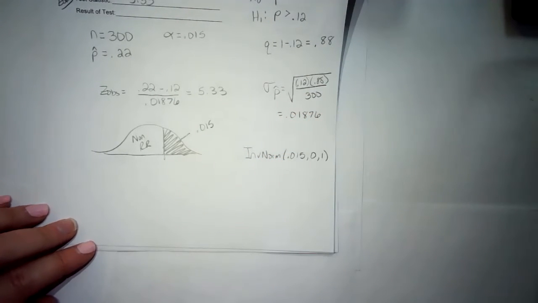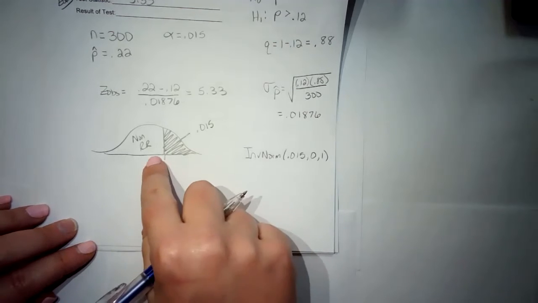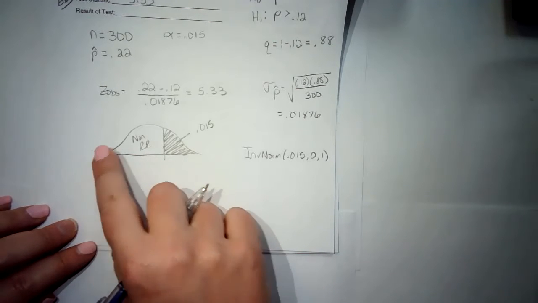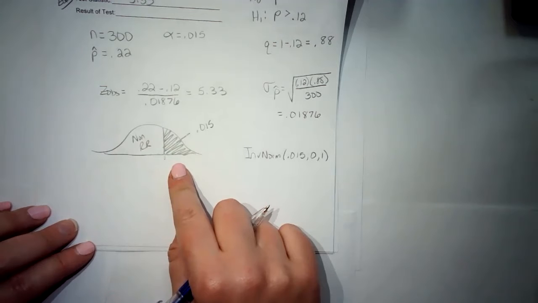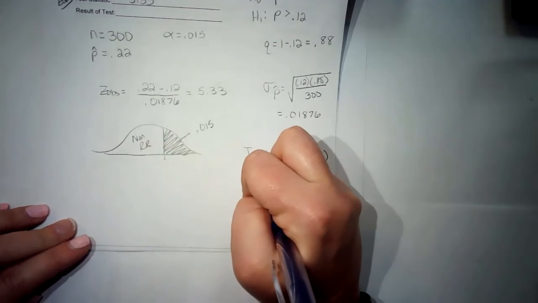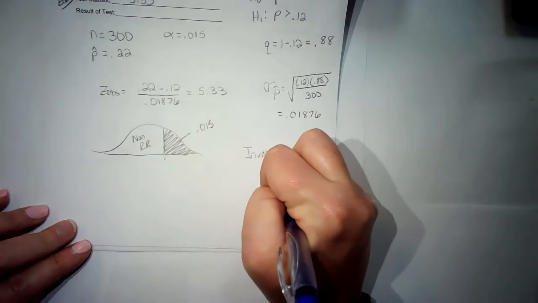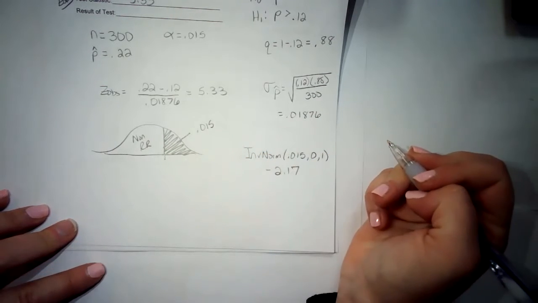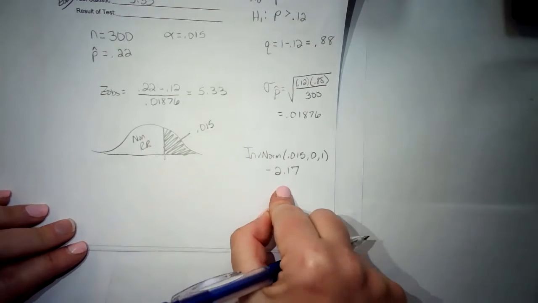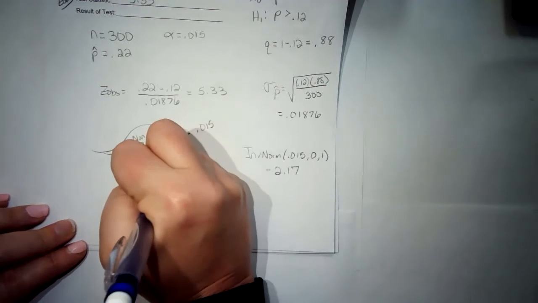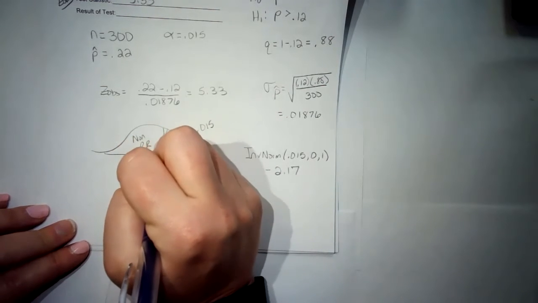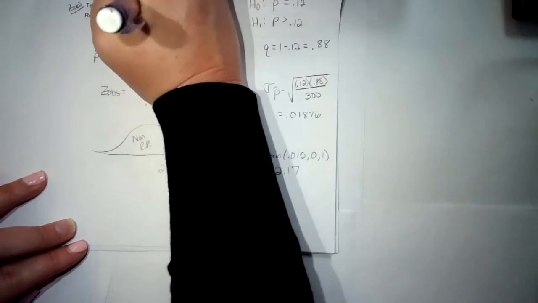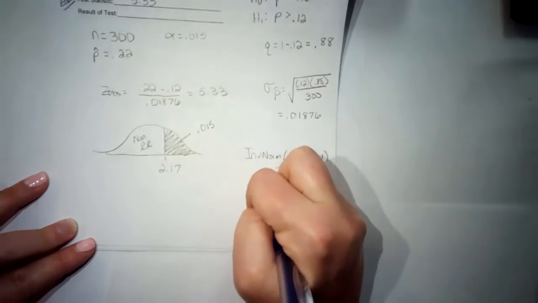0.015, 0, 1. Now remember, inverse norm is really designed for areas to the left, and we have thrown in an area to the right. So again, our sign is going to be a little off. You're actually going to get negative 2.17 from this. Is that my critical value? No, it's going to be an option, and it's going to be awfully tempting, but you're going to need to make it positive.